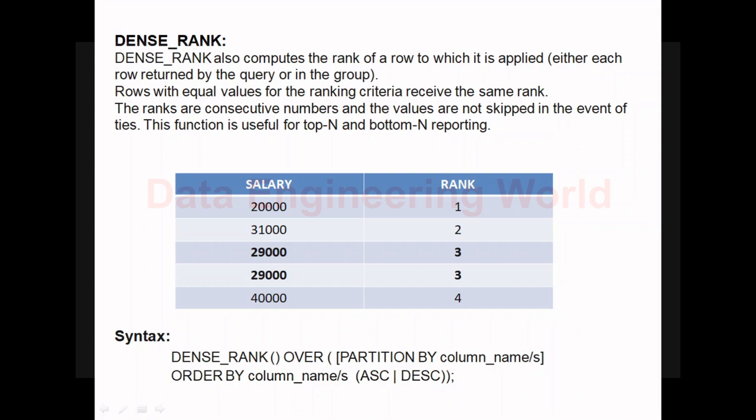The next analytical function is dense rank. This function also calculates the rank of a row in a group of rows and returns a rank as a number. Here also the rows with equal values receive the same rank, but it does not skip the rank value in the event of ties.